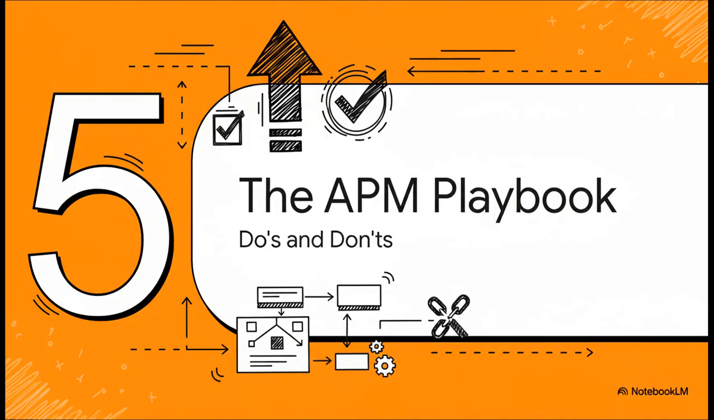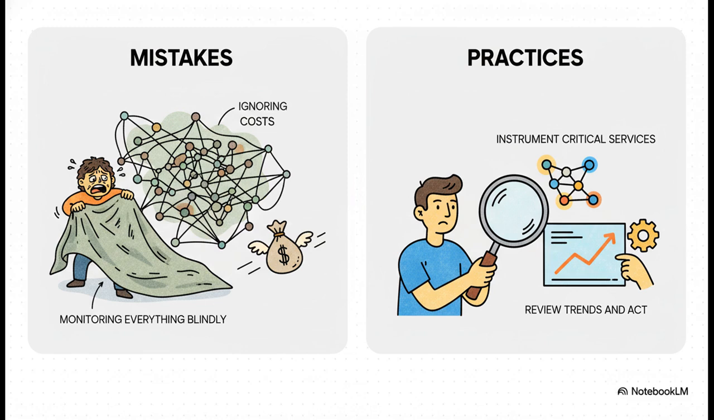So, let's say you're on board. You're thinking, okay, I need this. But just turning it on isn't enough. How do you actually use it effectively? Let's run through a quick playbook to get you started on the right path. Think of this as your do this, not that cheat sheet. The biggest mistake people make is trying to monitor everything all at once. Don't do that. Be strategic. Start with the services that are most critical to your business. Be smart about the cost. Sample your data so you're not overwhelmed. And please, set up good alerts and actually create a habit of looking at the data. Because an APM tool you never look at is just expensive wallpaper.